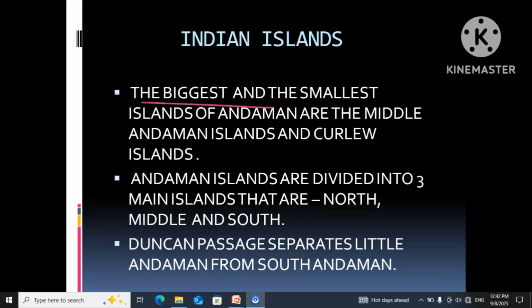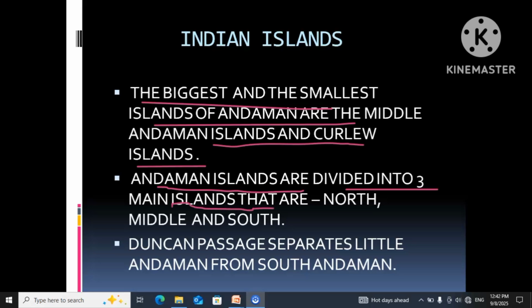The biggest and the smallest islands of the Andaman are the Middle Andaman Island and the Curlew Islands. The Andaman Islands are divided into three main islands. Specifically the Andaman, not Nicobar, is divided into three main islands: North, Middle, and South.